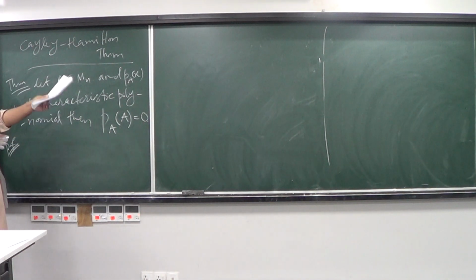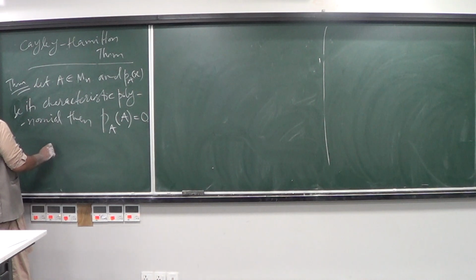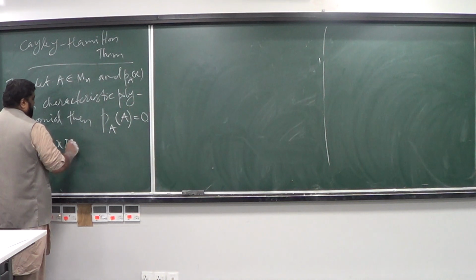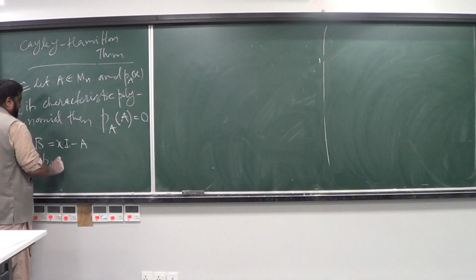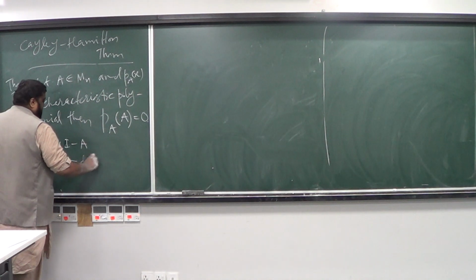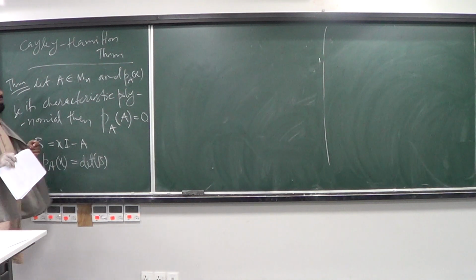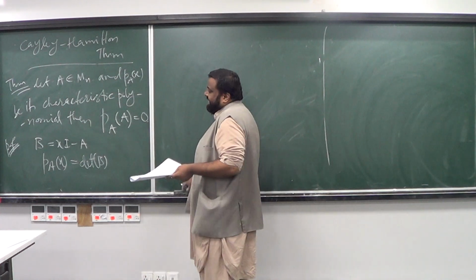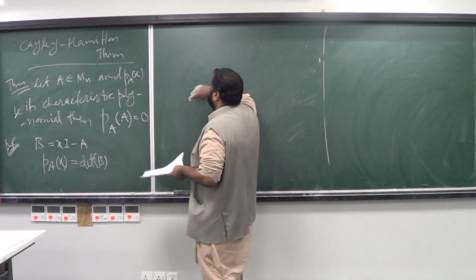Okay? Let's start with the proof of the theorem. For the sake of simplicity, I'm going to call this matrix xI minus A as the matrix B. Then obviously the characteristic polynomial of the matrix A is going to be the determinant of the matrix B. Okay? By the way, we know one identity about the determinants and the matrices, which is this.